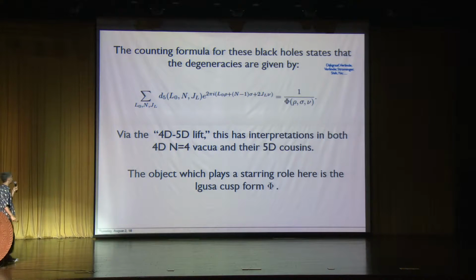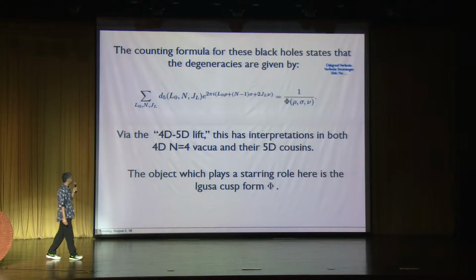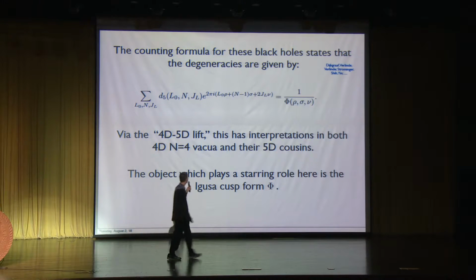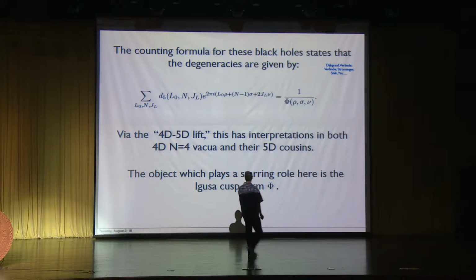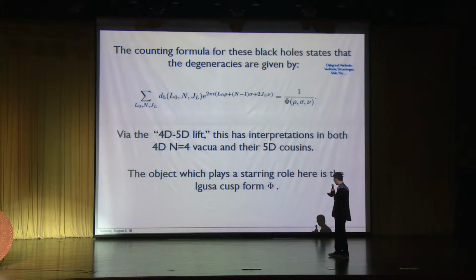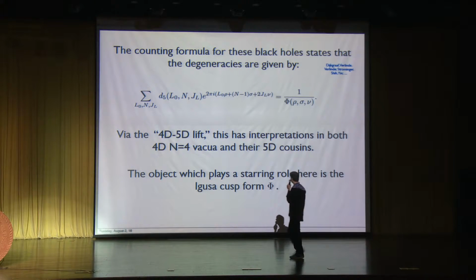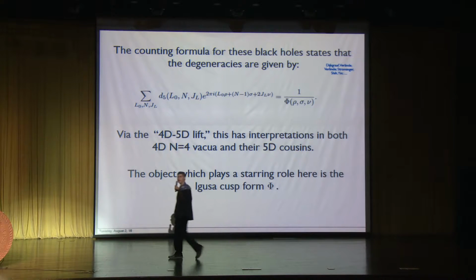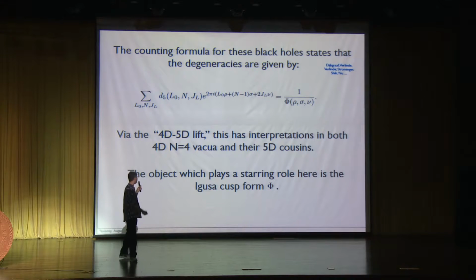Now, the counting formula for these black holes was worked out first in an inspired guess by Dijkgraaf and Verlinde, and then justified in various ways. It basically says that there's a nice generating functional. The coefficients d5 here, as a function of the charges, the momentum, the brane number, and the angular momentum, are given by this very explicit formula, where phi, this object here, that depends on the three chemical potentials counting the various charges, is a famous object in mathematics called the Igusa cusp form.